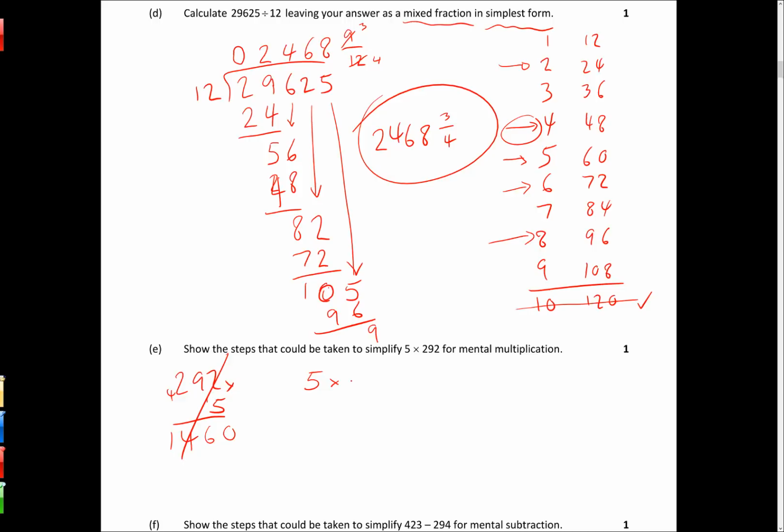I could call 292 a 200 and a 90 and a 2. I wouldn't really always write it out in full like this. I'm just trying to make a point. Then I'm just going to expand. 5 times 200, that's 1,000. 5 times 90, well that's 450. And the 5 times 2, that's a 10. So 1,000 plus 450, well that's 1,450, plus 10 is 1,460. I can see I got it right. I'm pretty happy.